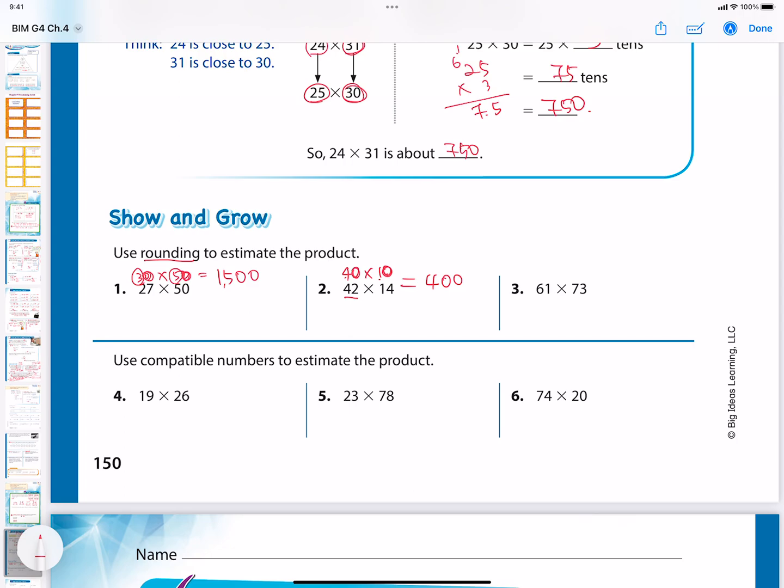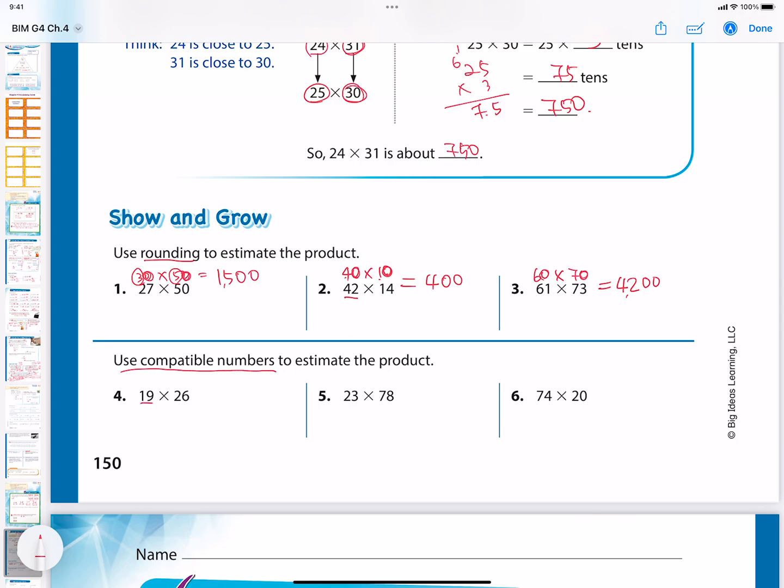Number 3, 61. Round down or round up? Round down, 60. Times 33, which is also round down. So 70, right? 6 times 7 is what? 42. How many zeros? 2 more zeros. So the answer is what? 4,200.